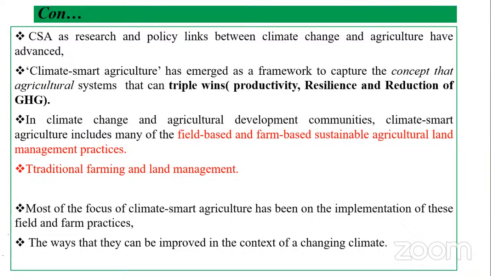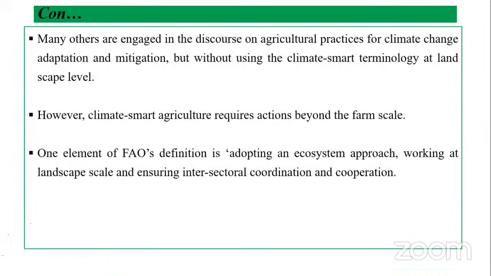So this kind of practice, which is localized at farm and field level, cannot sustain our future. So we have to think and rethink to join another way. What is it? The other one is simply that this climate smart agriculture is meant to have the implementation of the adaptation and the mitigation strategies at a very narrow level. However, climate smart agriculture requires going beyond the farm scale level.